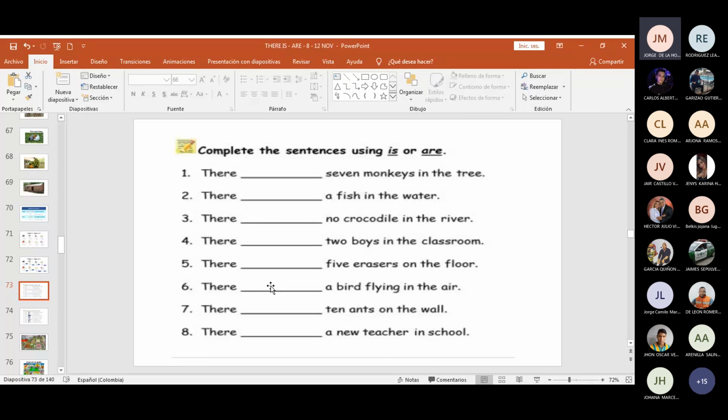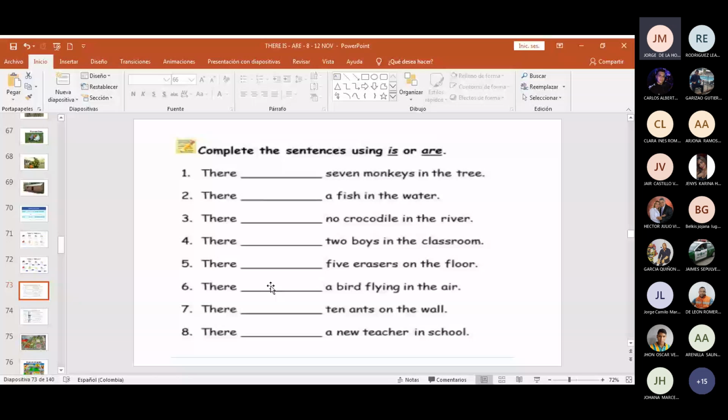No crocodile in the river. There is or there are? Number three, there is no crocodile in the river. Okay. What about number 4, student? Number 4, 2 boys in the classroom. There are two boys in the classroom.